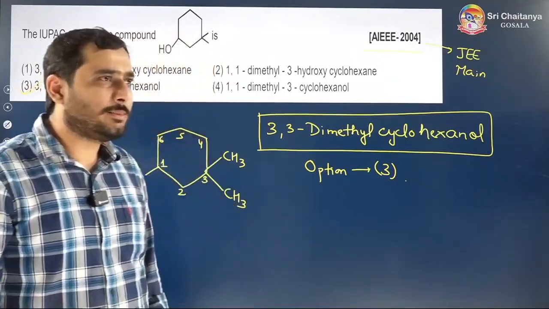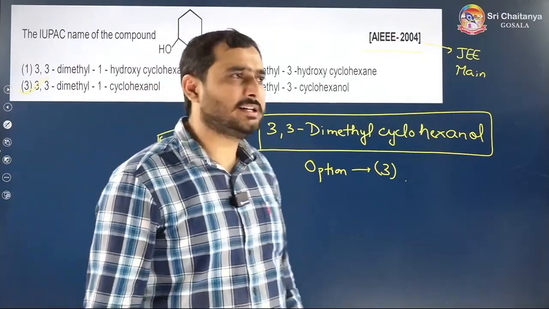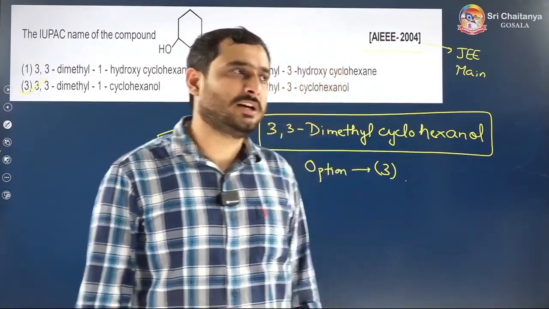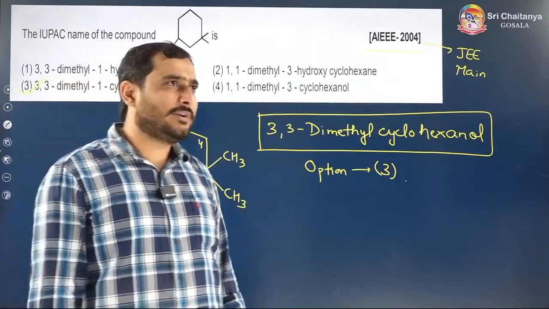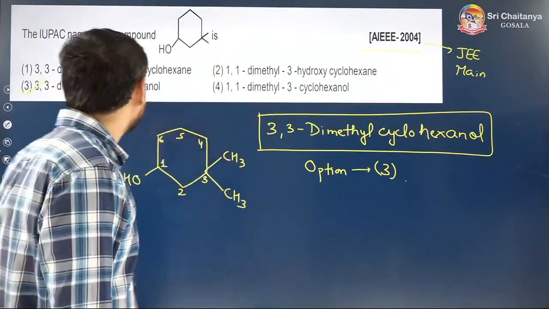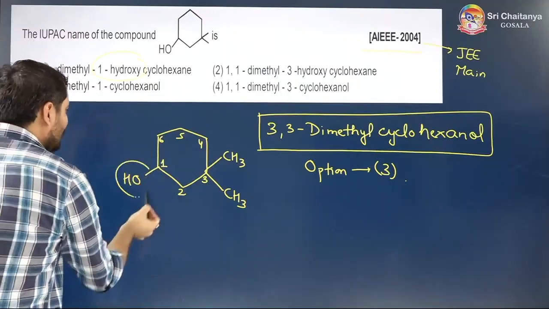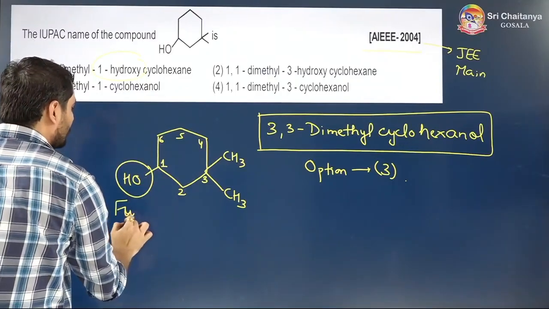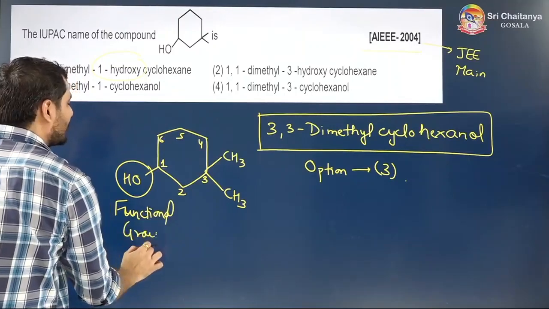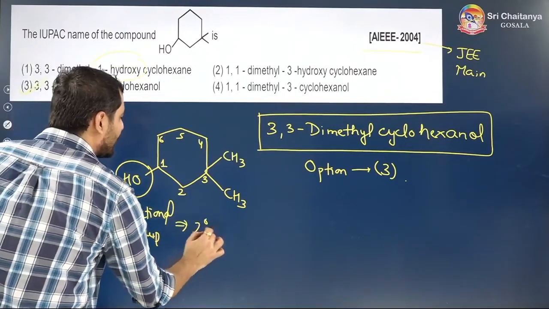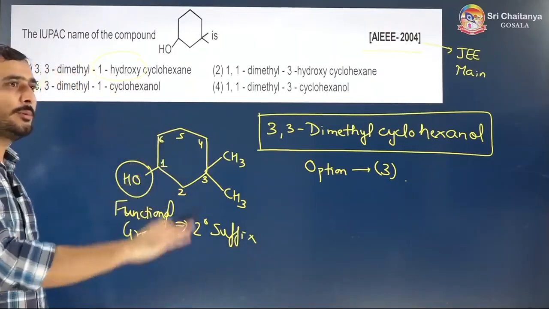We will not discuss polyfunctional groups. When classes start offline, then we start all these polyfunctional groups: if more than one functional group is given, how to write the name. However, why can option first not be correct? Because here hydroxy is written. OH is a functional group, it is not a prefix. The name of a functional group comes with the suffix, secondary suffix, not in the prefix. So this is all about nomenclature.